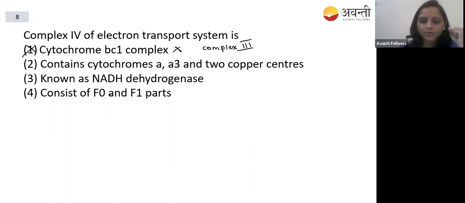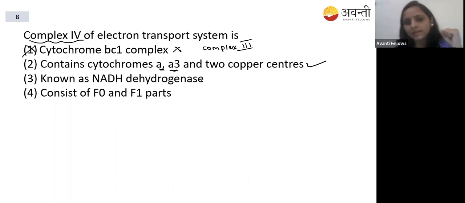Then coming to option 2, contains the cytochromes a and a3 and two copper centers. Yes, guys. When we are talking about complex number 4, it consists of cytochrome a and cytochrome a3, and it is having copper ions, Cu ions, also.